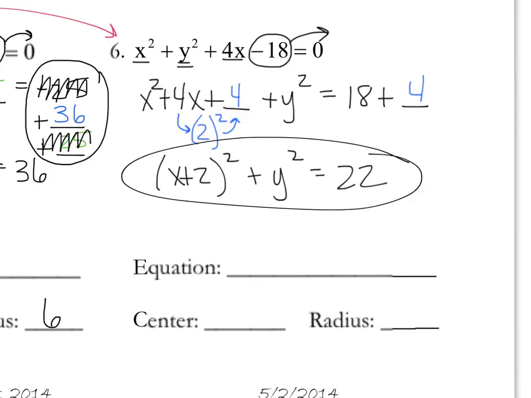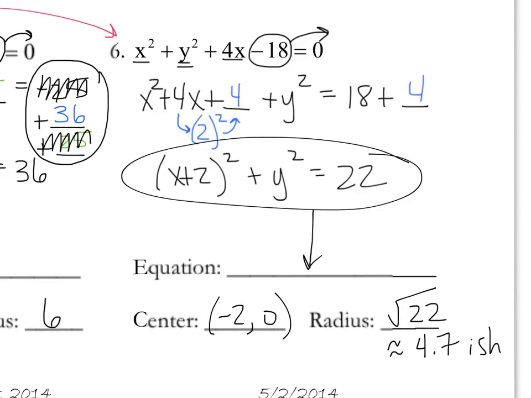This is my equation here. That's the equation in standard form. Our center is going to be negative 2 comma 0, and it's a 0 because there is not any number at all with the y. The radius is radical 22, which is somewhere between 4 and 5. It's closer to 4.5, so like 4.7-ish.